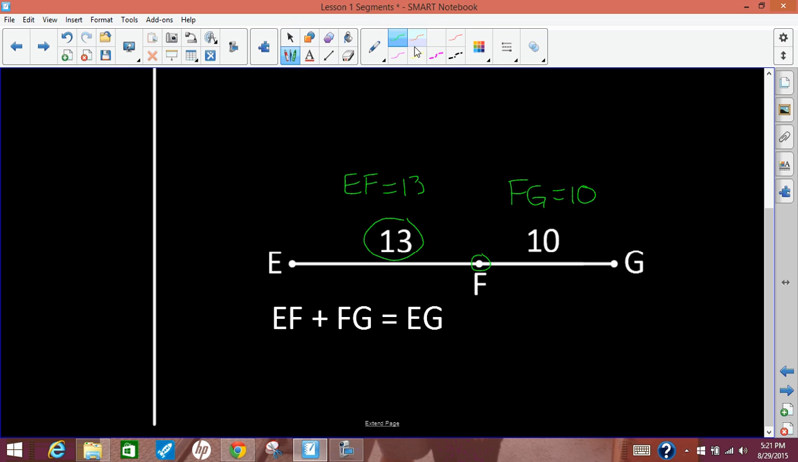And I highly, highly recommend you writing this before you start plugging numbers in. Now I know I can plug 13 in for EF. I could plug 10 in for FG. I don't know what EG is. Do a little addition, and I figure out that EG is 23 long. So again, this might have been a really simple example, but when we get to some heftier examples, some things that are a little more complicated, this first step here is really helpful.